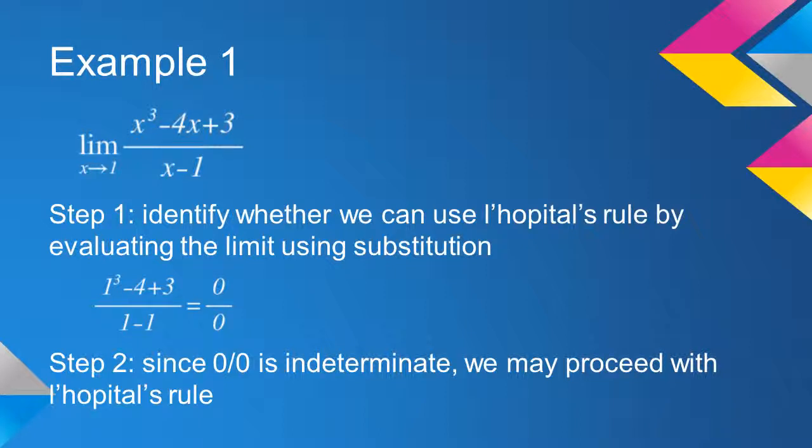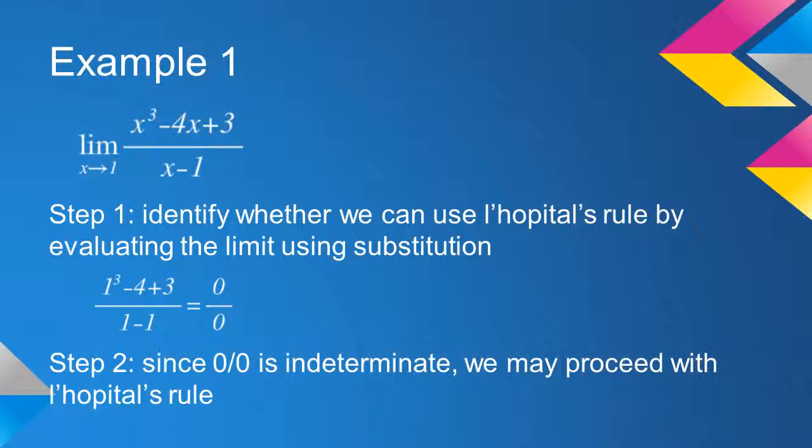So first example, I'll read it to you. The limit as x approaches 1 of x cubed minus 4x plus 3 over x minus 1. So the first step will be to identify whether we can use L'Hopital's rule. And we do that by evaluating the limit using substitution. So we just substitute 1 into x cubed minus 4x plus 3 over x minus 1. And we get that that is equal to 0 over 0 after substitution.